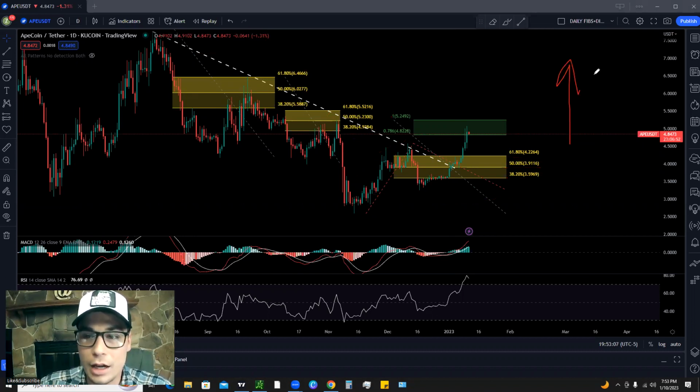Nothing moves in a straight line up and nothing moves in a straight line down. What it does is it has a retracement and a continuation of the trend, or you break the retracement levels like we just did and you get a reversal.